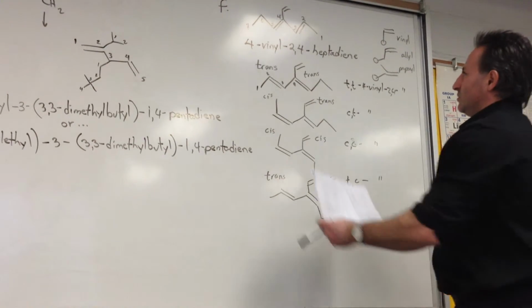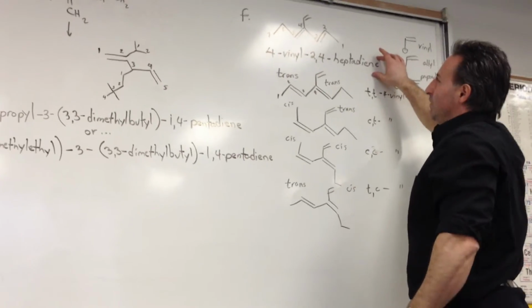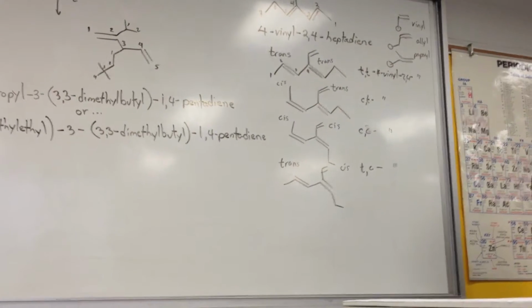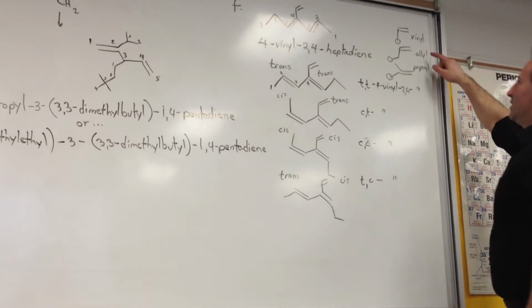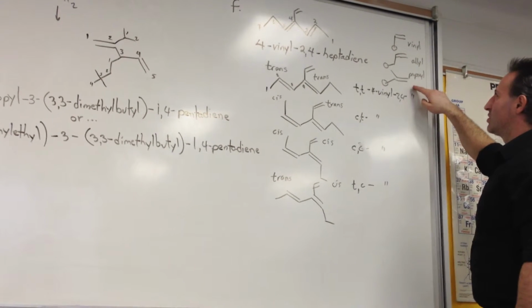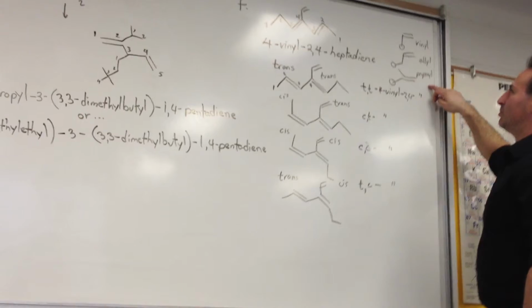Very often, textbooks will stop here. They'll just say, we'll name the molecule, we can say that part, and that's correct, but this other detail should not be neglected. And I just recall to you that these trivial groups occur with enough frequency that it's a good idea to memorize them. A vinyl group, allyl group, and a propenyl group.